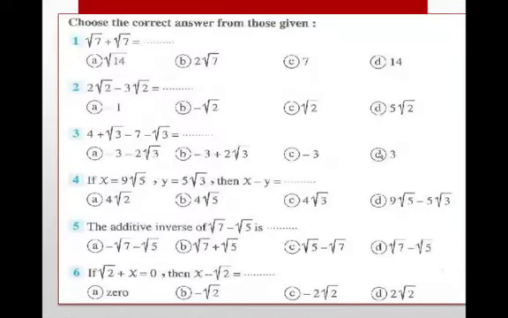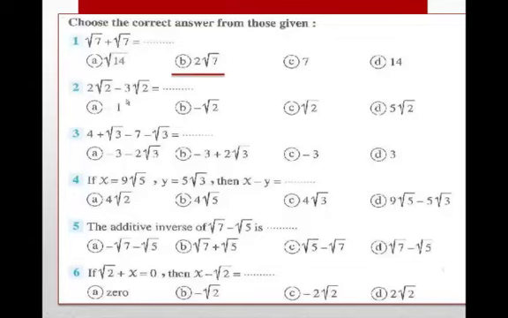Let's choose the correct answer from those given. Root 7 plus root 7: the coefficient of the number in the first is 1 before root 7, and 1 plus 1 equals 2 root 7.